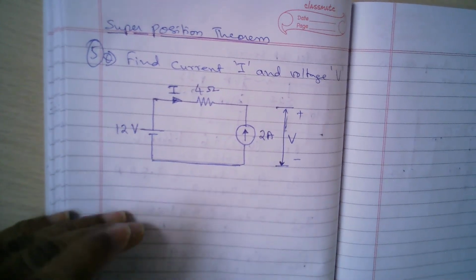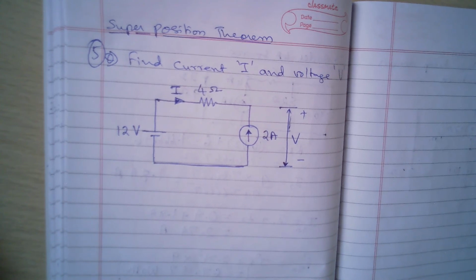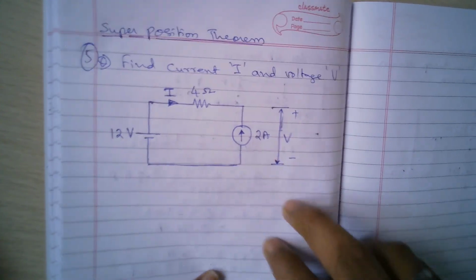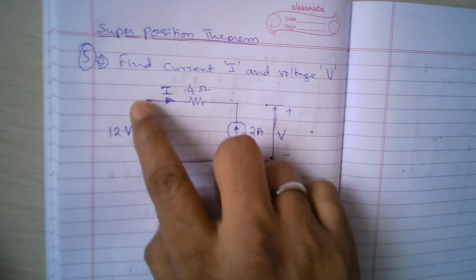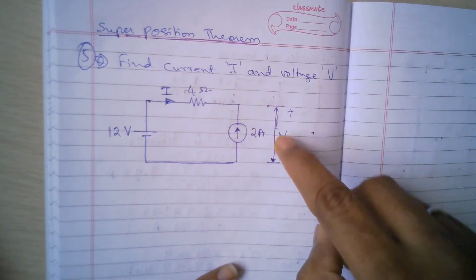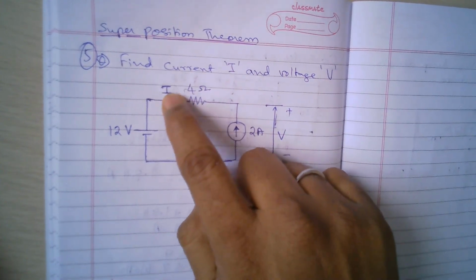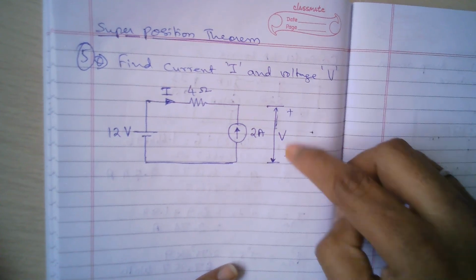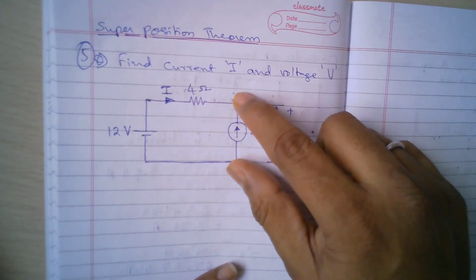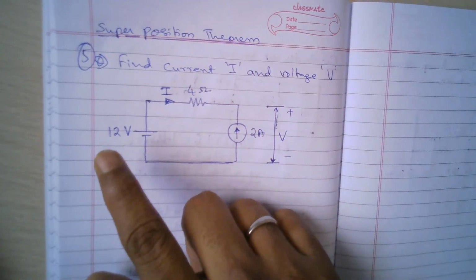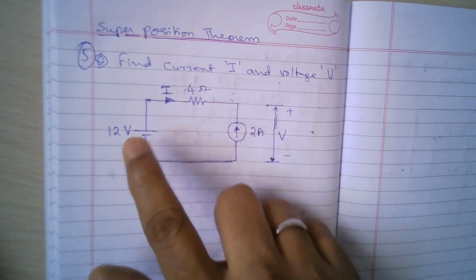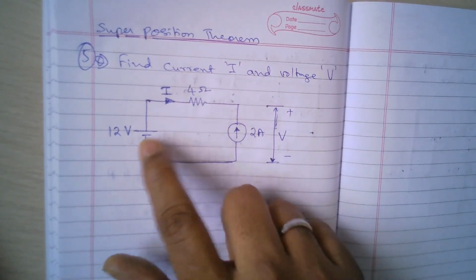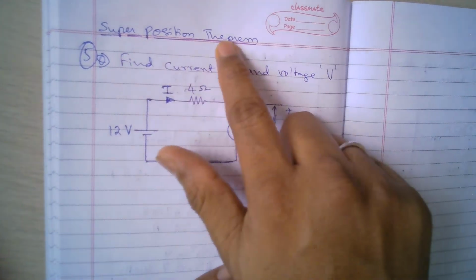This is a question which looks very simple, but a little bit of concept is there in this question. Your objective is to find current I and voltage V. What is this current I and what is this voltage V, measured at the terminals of the current source? 12 volts is there and 2 amperes. So there are two sources, so let us start by applying superposition theorem.